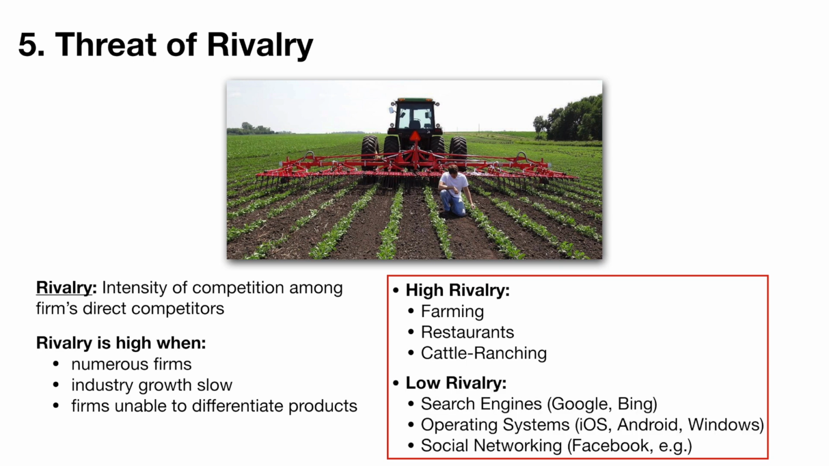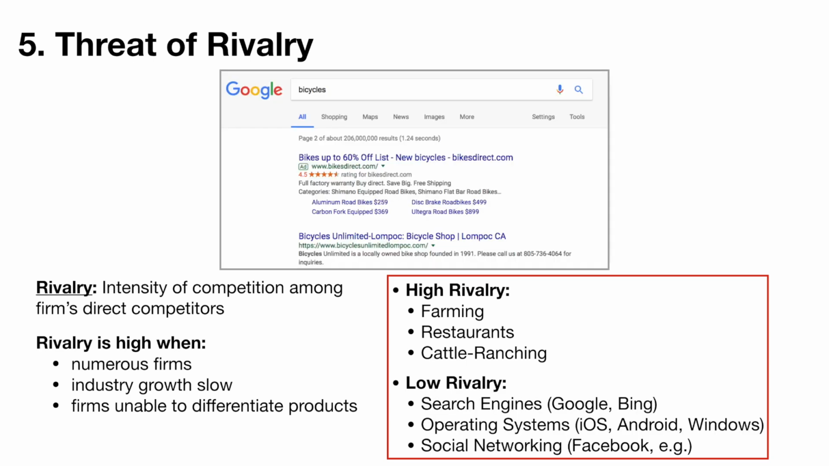On the other hand, low rivalry industries usually have higher profits. For example, search engines have very low rivalry, with Google owning as much as 80% of the market and Bing controlling much of the rest. Due to low competition, Google can place ads wherever they want and charge what are effectively monopoly prices to advertisers. Other low rivalry industries include operating systems and social networking sites.